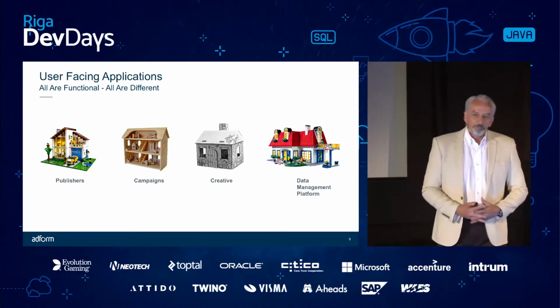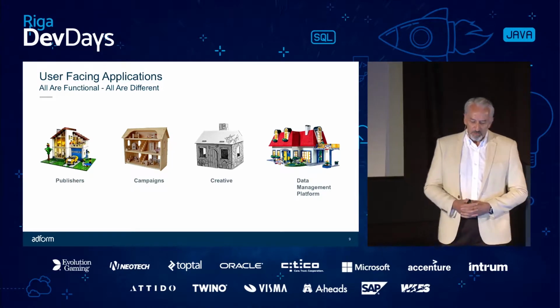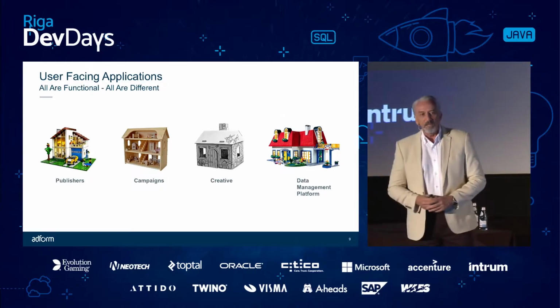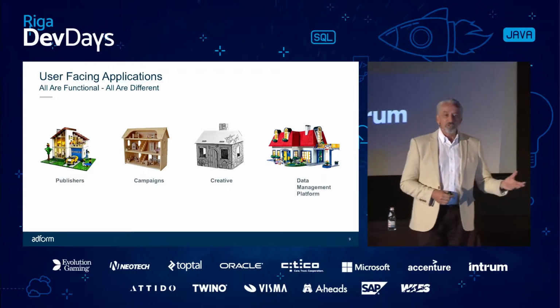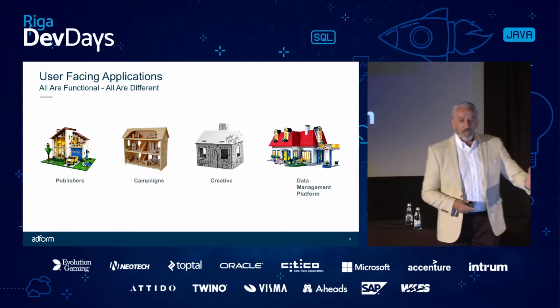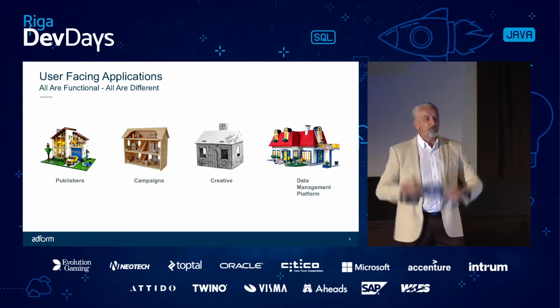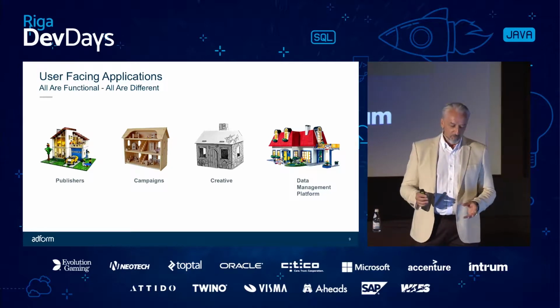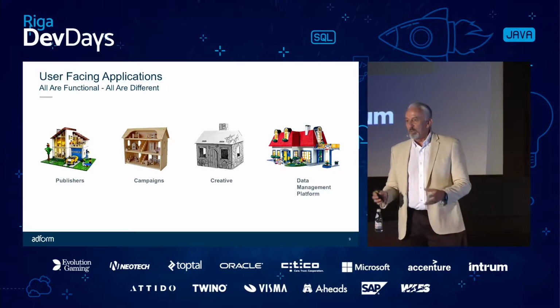Here are the problems. We have sort of 4 areas I've got on the screen there that our publishers use, our campaigns use, our creatives use, and our data management platform use. Publishers is built in Lego. Campaigns is a bespoke plastic kit that you buy off the internet. Creative is made out of cardboard. And data management is made out of Playmobil.